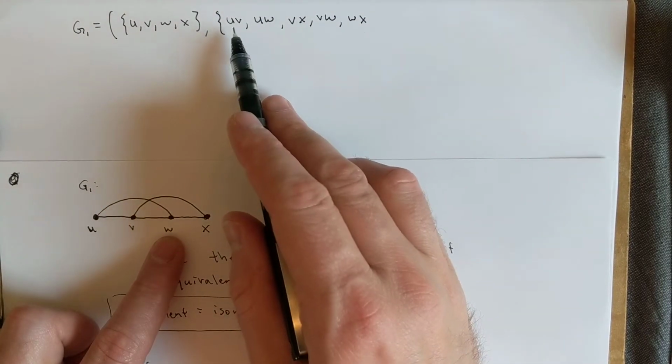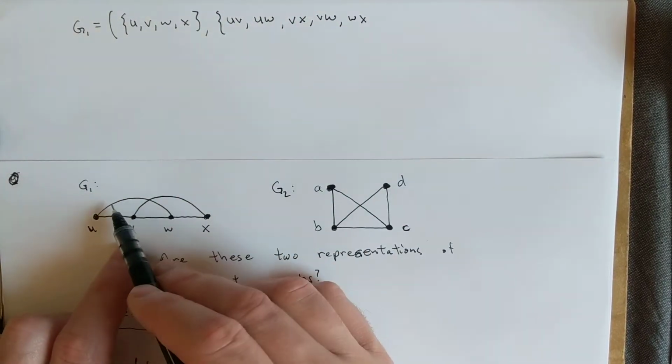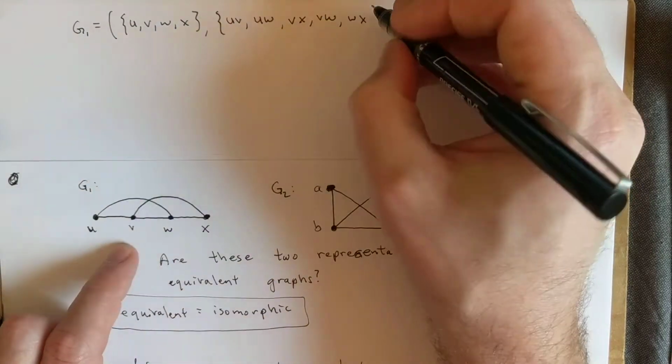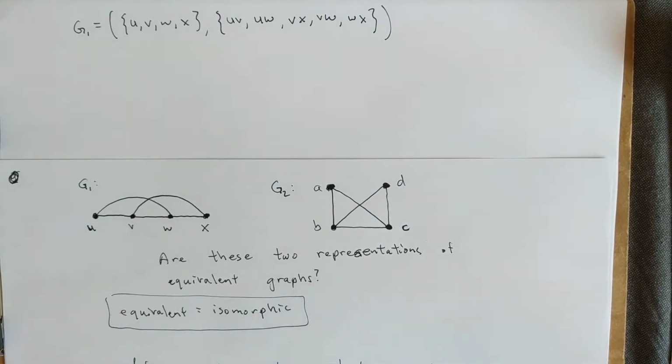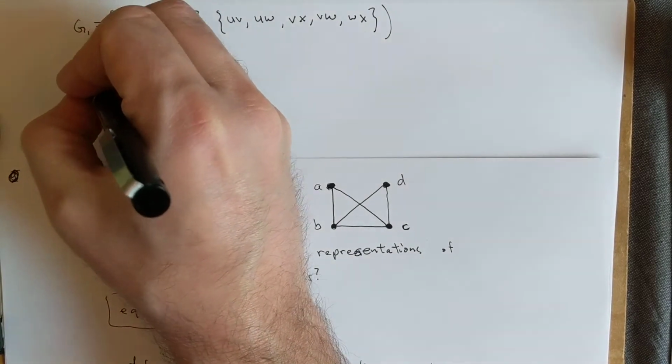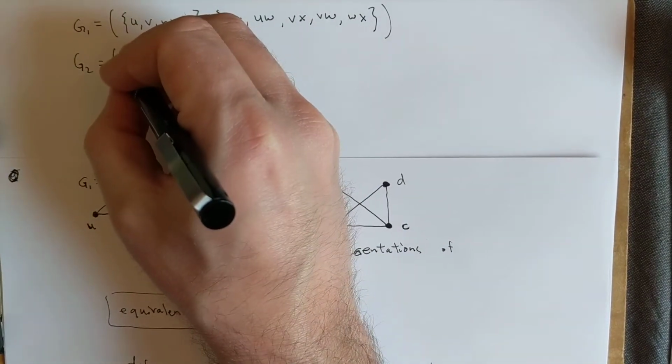And let's just check to make sure we have them all. 1, 2, 3, 4, 5. 1, 2, 3, 4, 5. Okay, so there's the 5 edges and the 4 vertices, and then what should G2 look like?